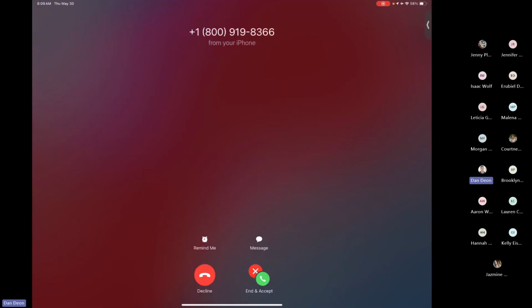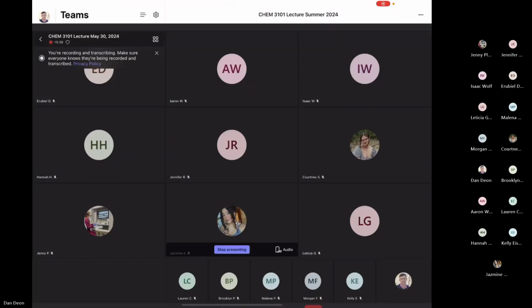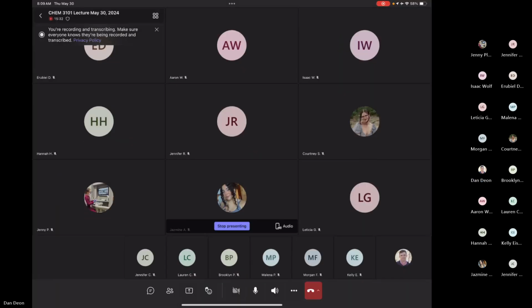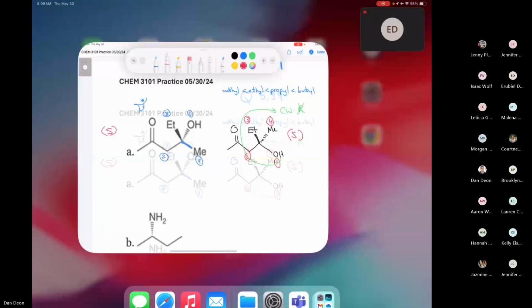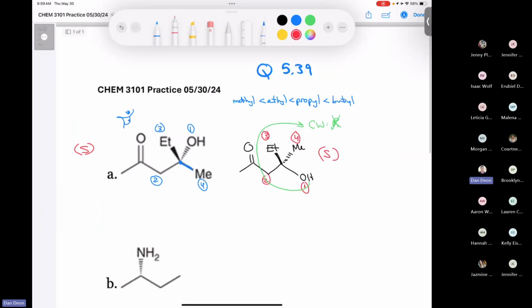So no matter which way you do it, you end up, can you guys still see the slides? Sorry about that. You end up with an S compound. Okay, cool, thanks. Sorry about that. All right, so either way, it's an S compound.